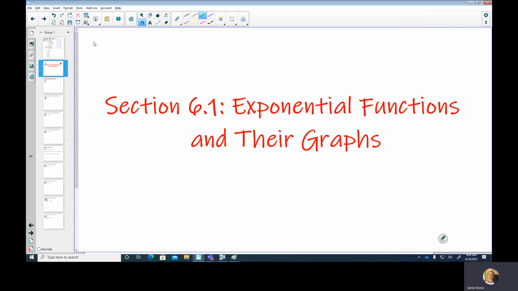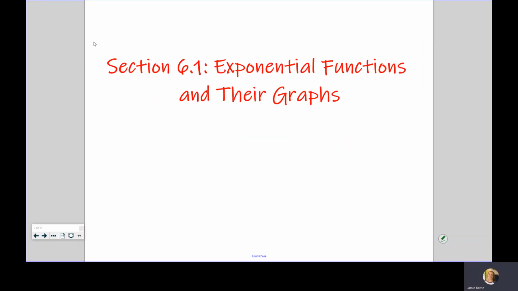Okay. All right. So today we're talking about exponential functions and their graphs. So we're going to use the graphing calculator. Exponential functions are really easy to spot because these are going to be functions that have variables in the exponent.